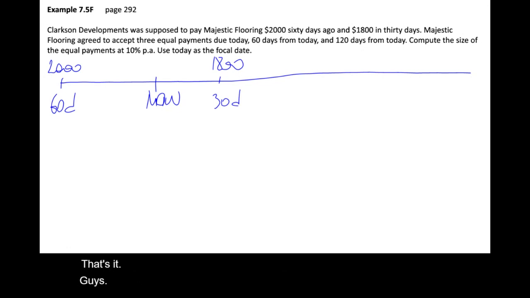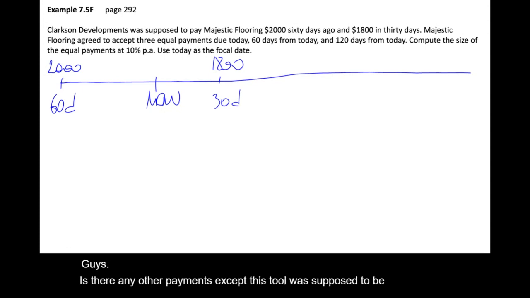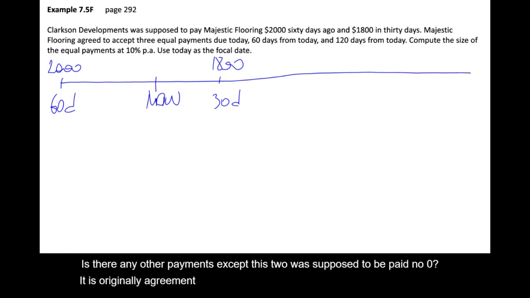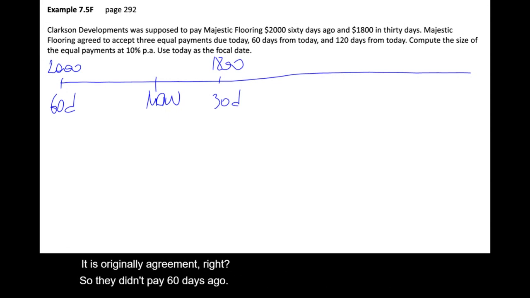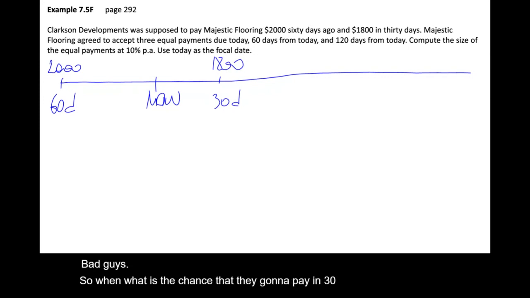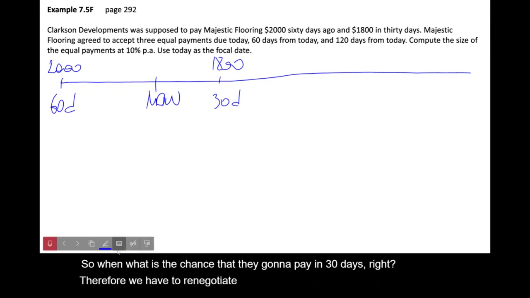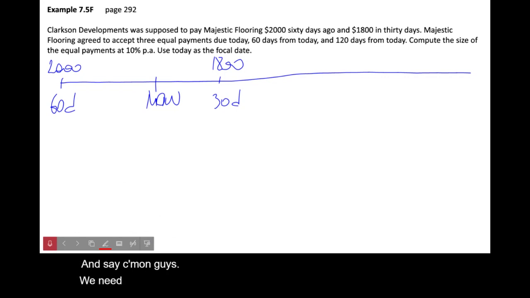Guys, is there any other payments except these two that's supposed to be paid? No. So it is the original agreement, right? So they didn't pay 60 days ago, bad guys. So what is the chance that they're gonna pay in 30 days, right? Therefore, we have to renegotiate a deal and say, come on, guys, we need money, right?